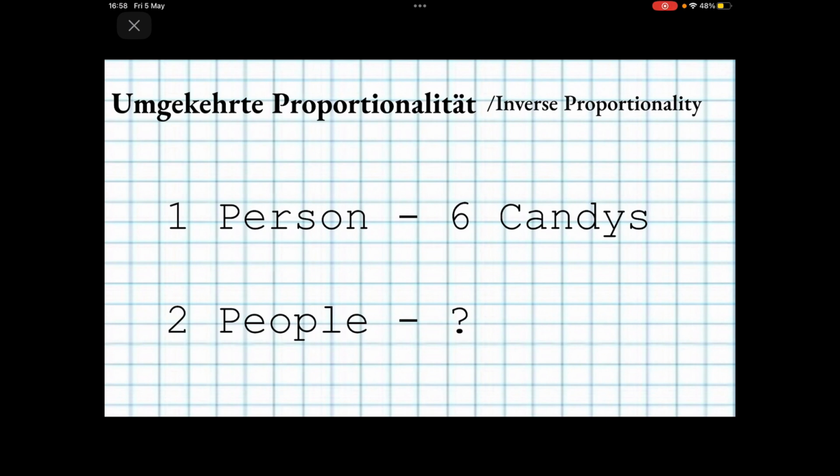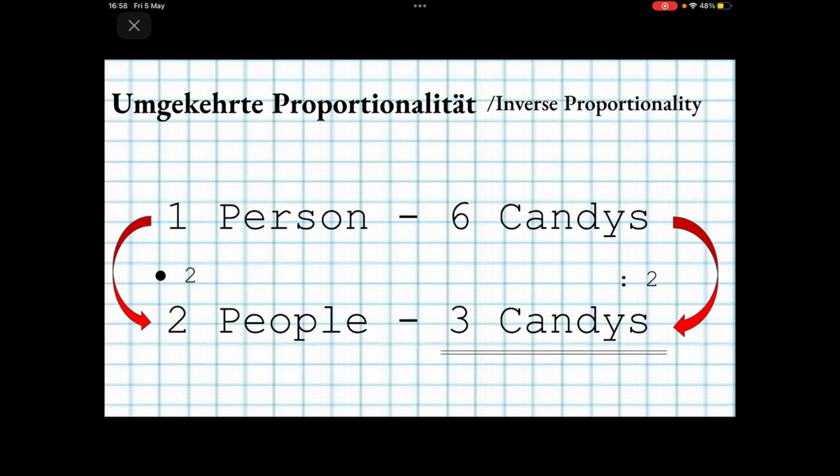So 1 times what is 2? We actually start with the same technique. 1 times what is 2? Well, that's times 2. But now we don't have to carry the same thing over to the other side. We actually have to reverse it. So not times 2, but divided by 2. See that? Times, divided. So 6 candies divided by 2, that's 3 candies, and that would be our answer. And that makes sense, right? If you share it, divided by 2, just like we did here.